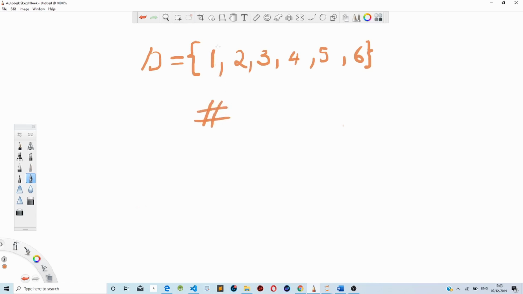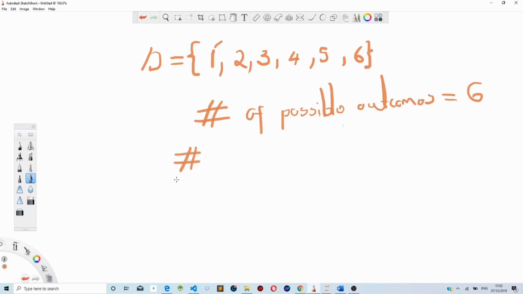Since if we throw a dice, we can either get a 1, a 2, a 3, a 4, a 5, or a 6. So the number of possible outcomes in this case is 6.